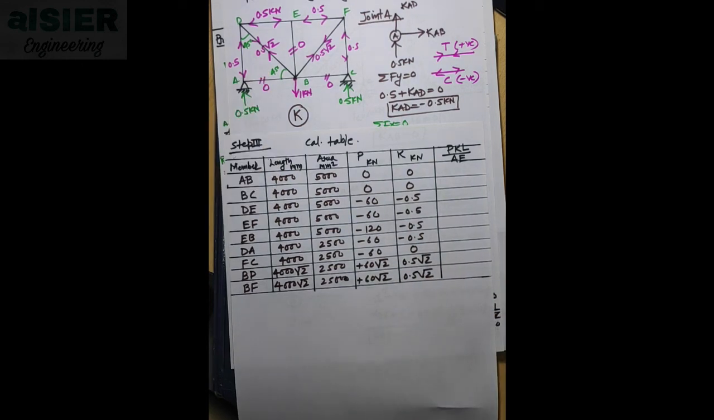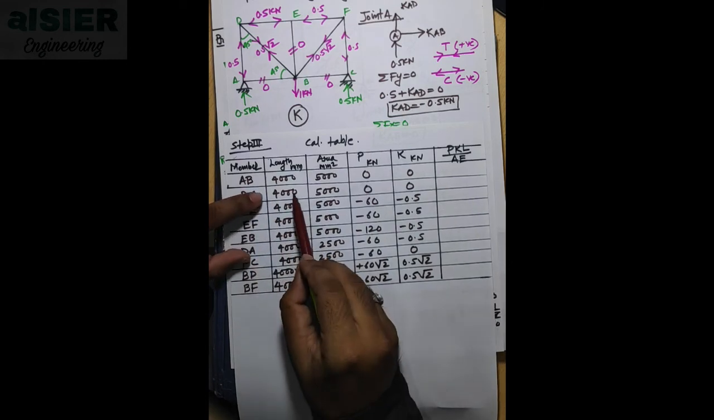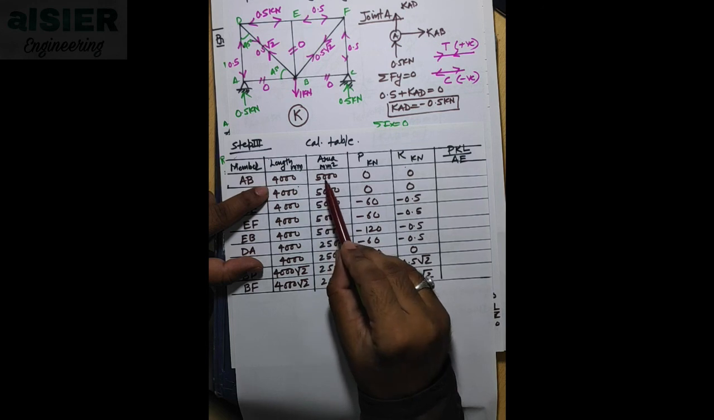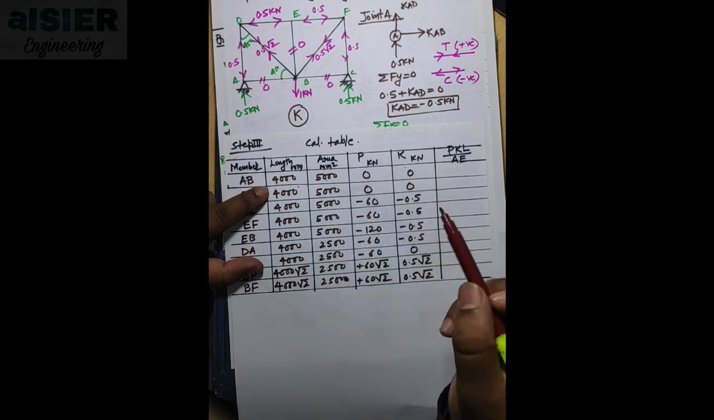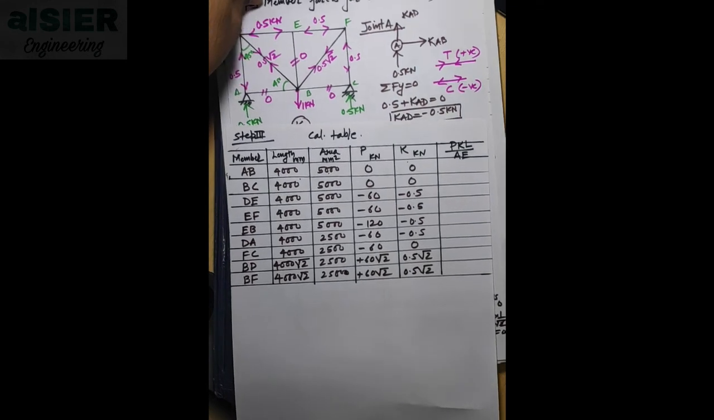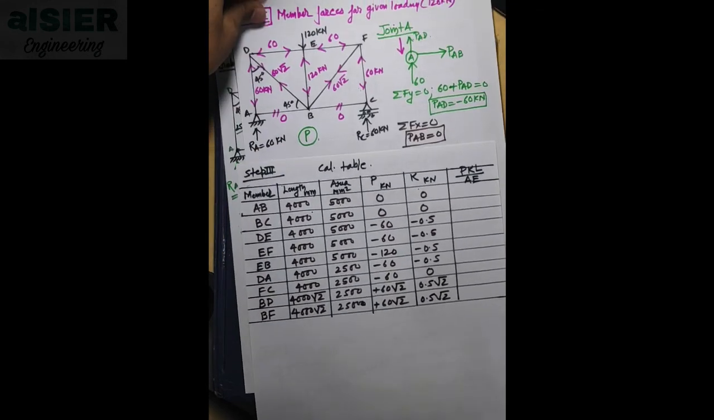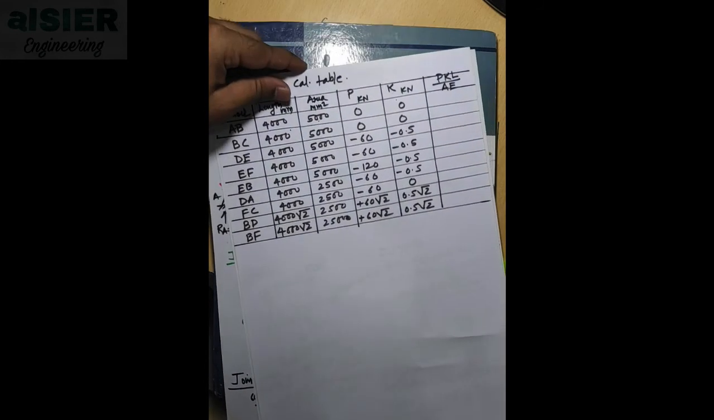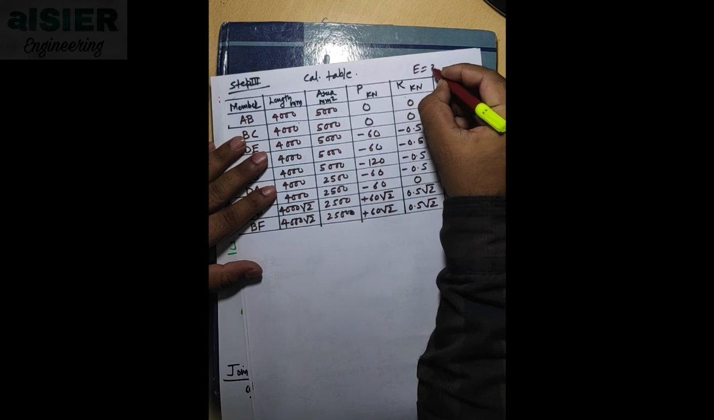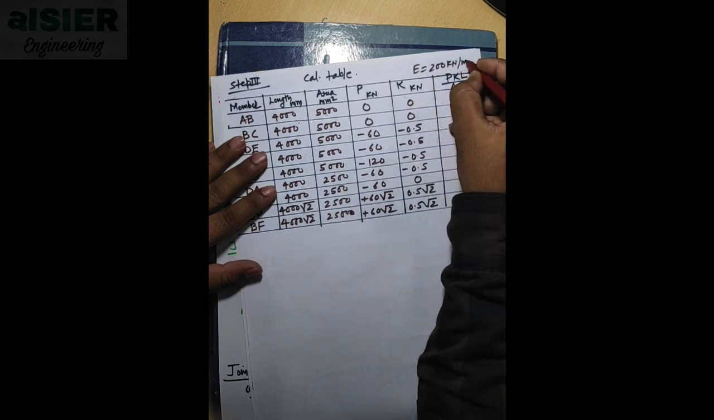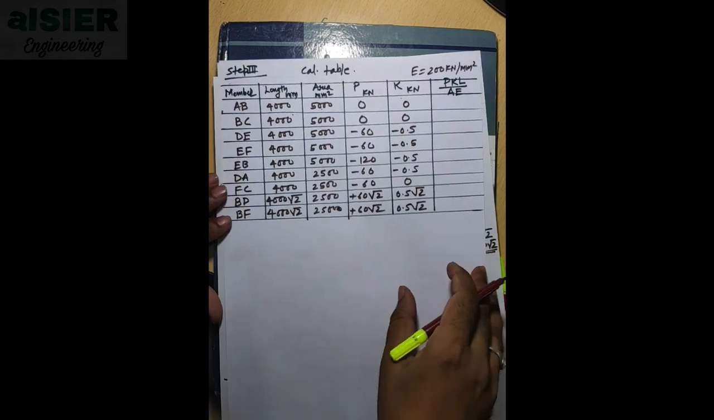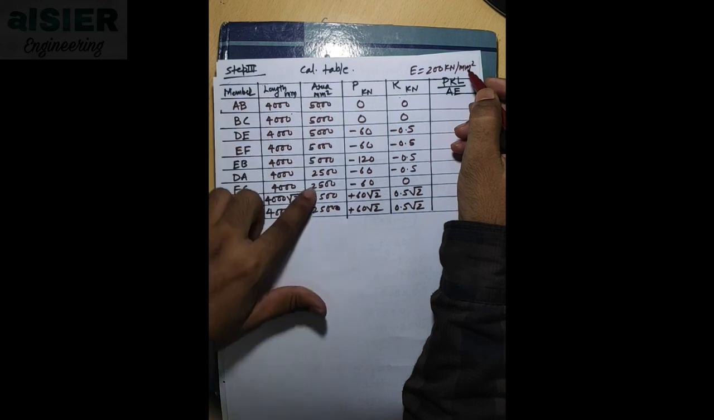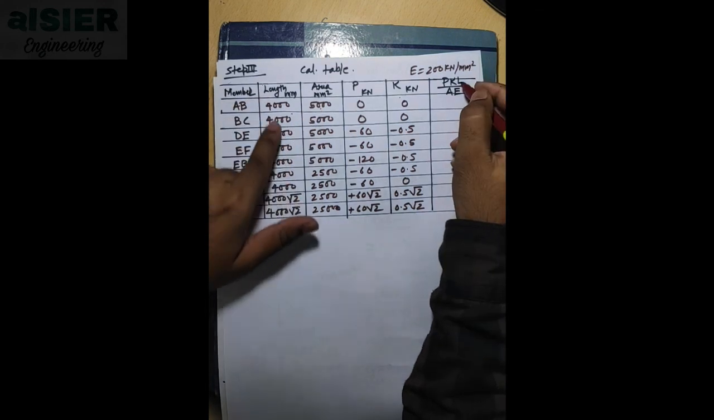Now what we will do is multiply P, K and L, and then divide by area and modulus of elasticity. Modulus of elasticity is given to us. The value of E is 200 kilonewton per mm square. There is no need to convert this because our loads are already in kilonewton and area is already in mm, right? Length is also in mm.